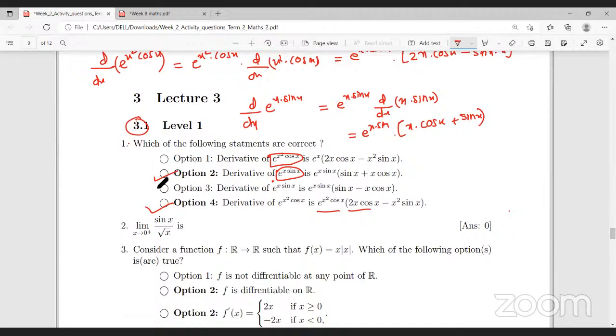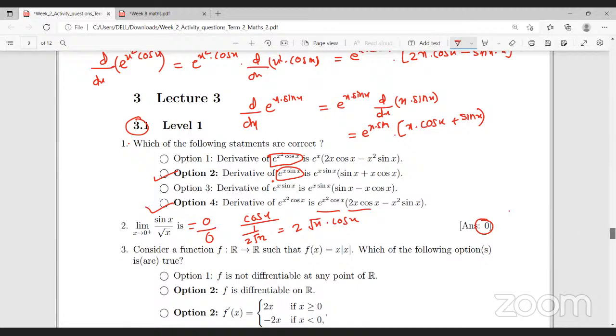You can simply put 0 here, right? So it will be 0 by 0 form. So differentiate it: cos x. What is the differentiation of root x? 1 by 2 root x, right? So I can write this as 2 root x into cos x, right? So x equals 0, this will be 1, and under root of 0 is 0, so the answer is 0.